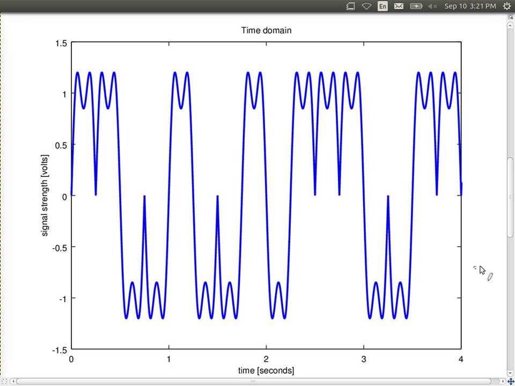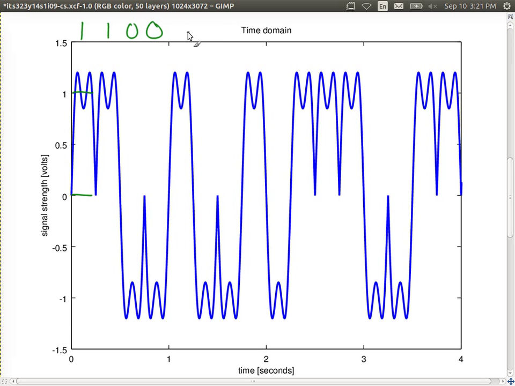What data did you receive? A signal element lasts for a quarter of a second. So in the first quarter of a second, what do we get? On average, it's one. Bit one. One. Okay, not so hard. One. Let's write it all.